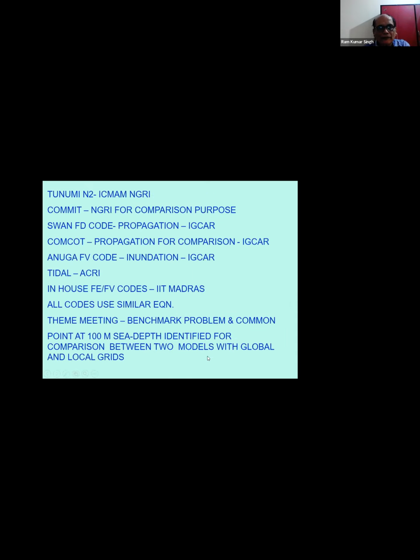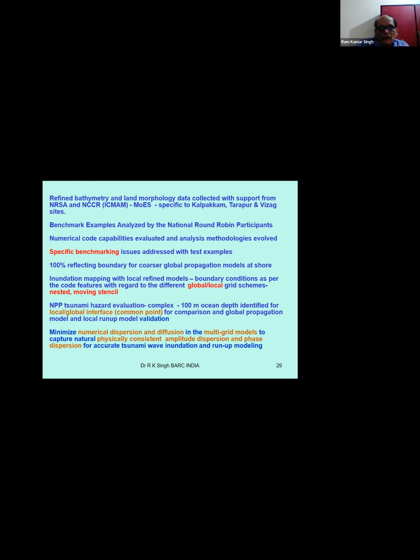And these are all standard codes which are being used internationally. Besides, we also had our in-house codes, and we proceeded with the work. So we provided the refined bathymetry and land morphology data that we got with the support of NRSA and NCCR, under the Ministry of Earth Science, to all the participants for Kalpakkam, Tarapur and Vizag side. And then we started with a benchmark example.